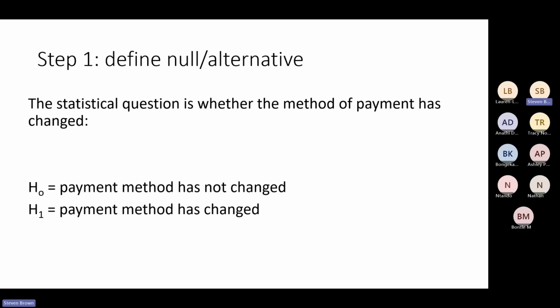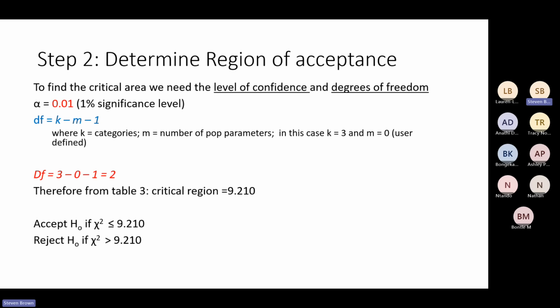So in the situation, for association, the association hasn't changed, or it remains the same. With this, the payment method has not changed, or it has changed. Okay, so the null is nothing's changed. It's as it was. Determine the region of acceptance.